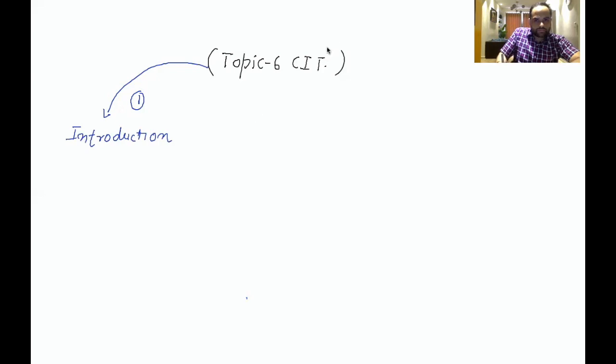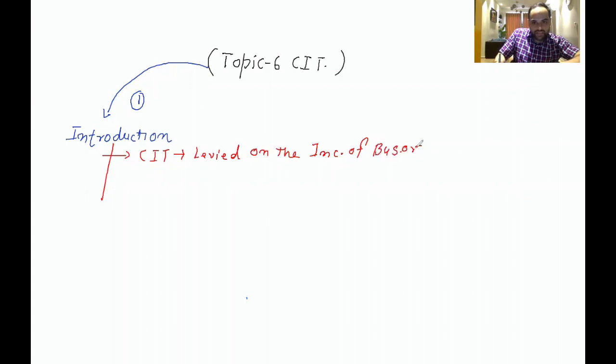So, what is corporate income tax? Corporate income tax is the tax which is levied on the income of business organizations.